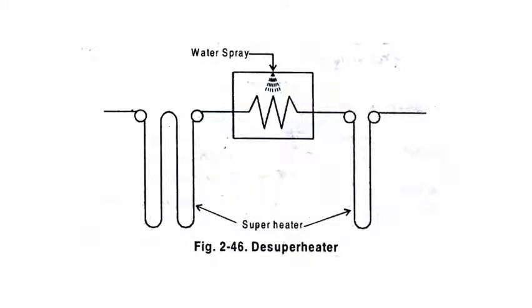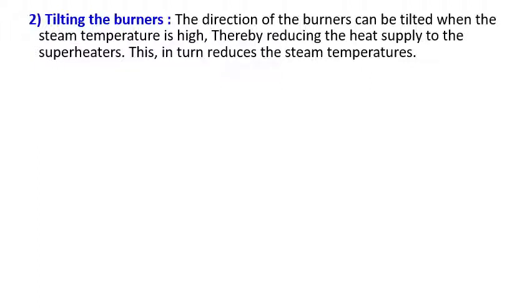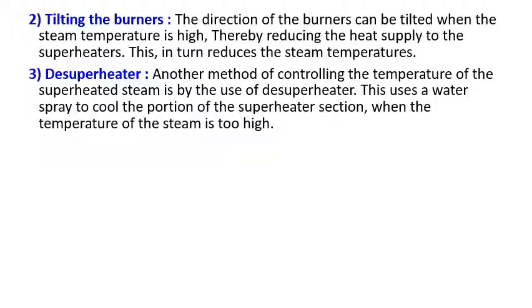The second one is water spray. Here you can see water being sprayed in the bundle of tubes. This is also possible. One more method is tilting the burner. The direction of the burner can be tilted by a certain angle so that the heat content is temporarily not taken by that tube. Then another method of control using the desuperheater is by using water.